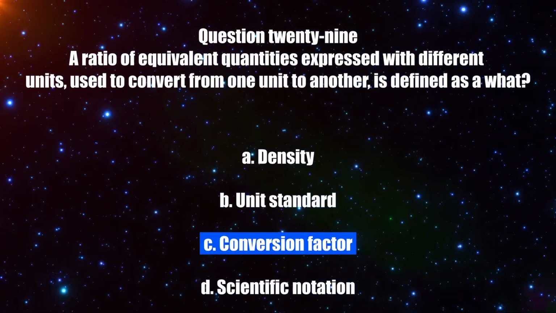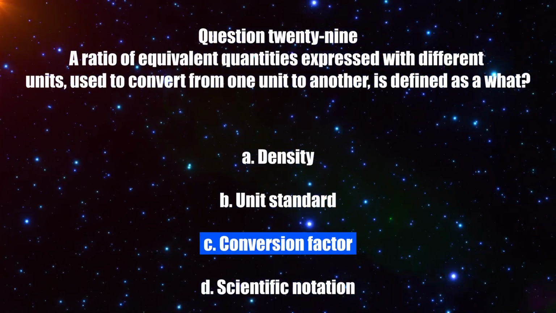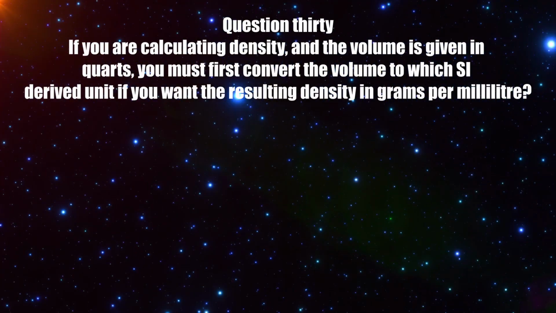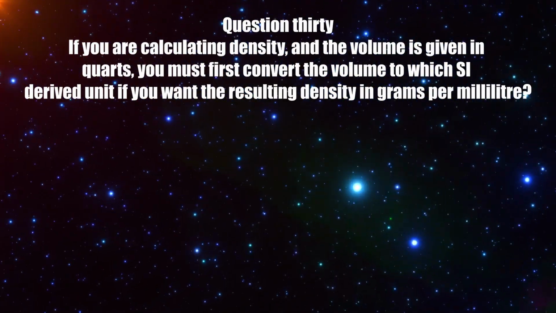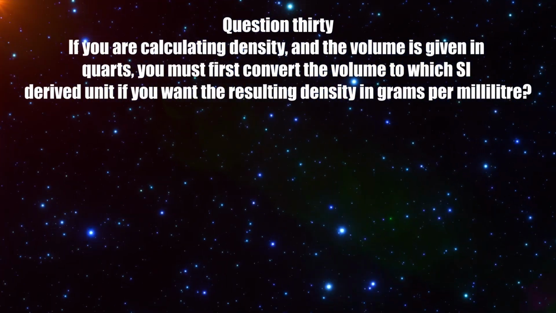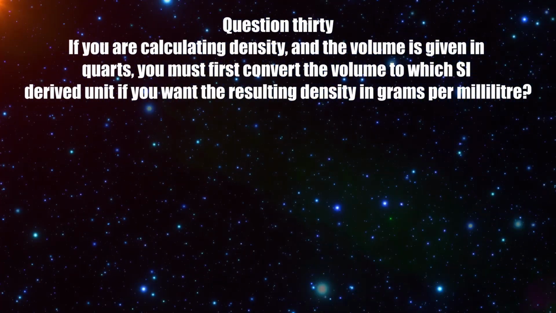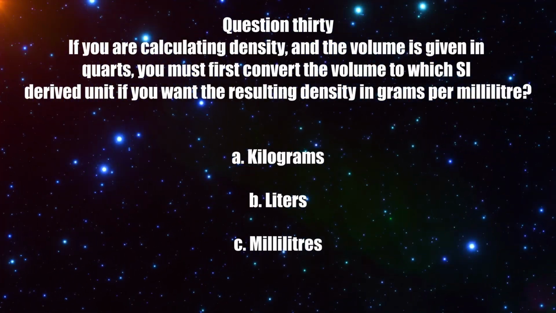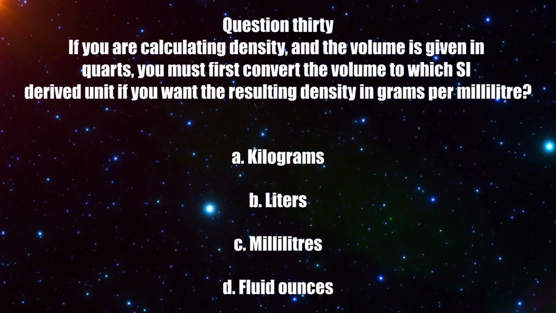The correct answer is C. Conversion factor. Question 30. If you are calculating density and the volume is given in quarts, you must first convert the volume to which SI derived unit if you want the resulting density in grams per milliliter? A. Kilograms. B. Liters. C. Milliliters. D. Fluid ounces.